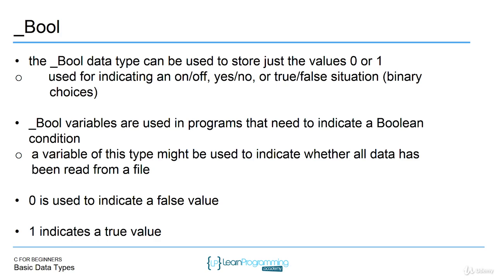So if you were to print out Booleans, you would see values 0 and 1 printed out, not true and false. But they mean true or false. They can only have 2 values.